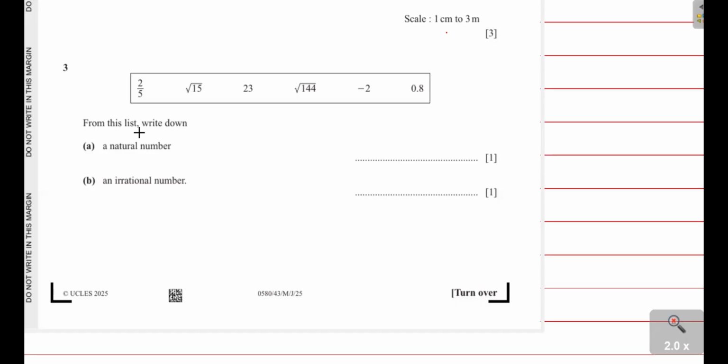Question number 3, from this list, write down a natural number. Look here, the natural number here is 23. We write 23. Next, irrational number. Look here, the square root of a non-perfect square value. Non-perfect square value here is 15, and the square root of 15 would be the irrational number, and therefore we write square root 15 here.